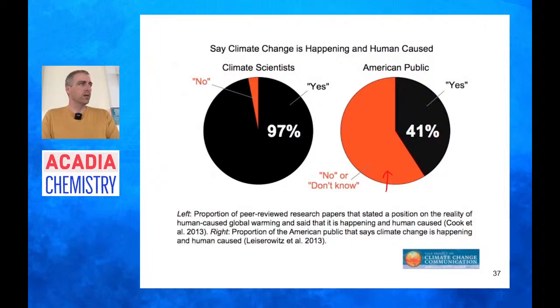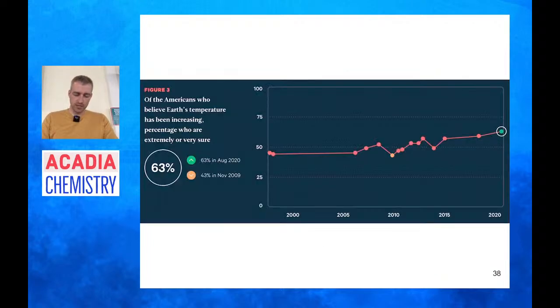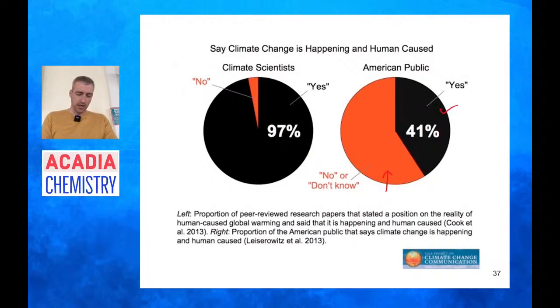And this is hugely problematic towards trying to fix the problem, because if the public doesn't believe that it's a problem or a problem that we can do anything about, then politicians who get voted by those people have no real motivation to do anything about it. 41% though said yes, so that's I guess a good thing. Climate scientists were much more definitive. 97% were on the yes side here.